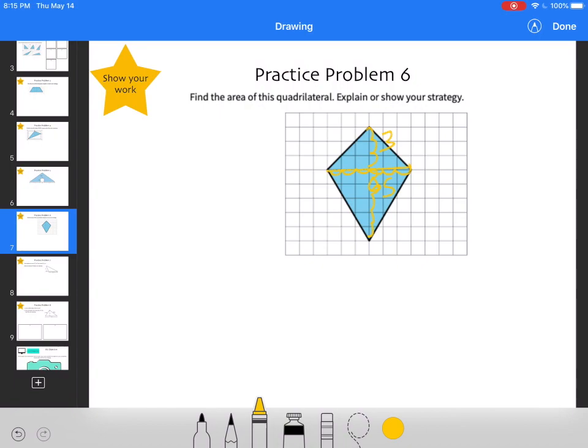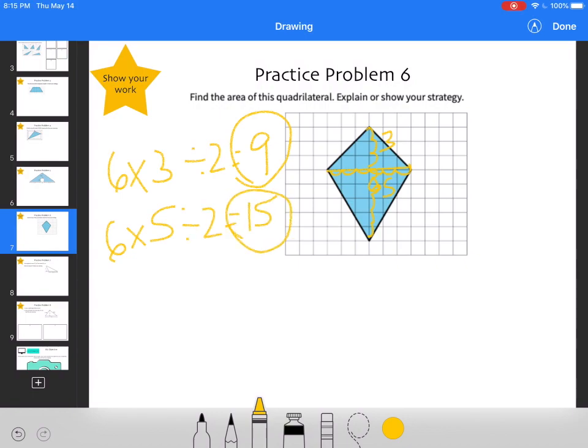So I have one triangle that's 6 by 3. So 6 times 3 divided by 2 is going to give me 9 units. And then the other one is 6 by 5 divided by 2, which is going to give me 15 units. Now this one, they're all the same color, so I'm going to add. So 9 plus 15 is 24 units squared.